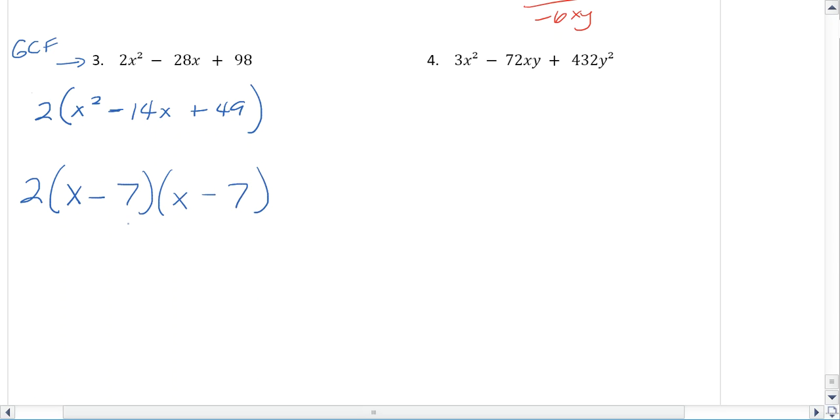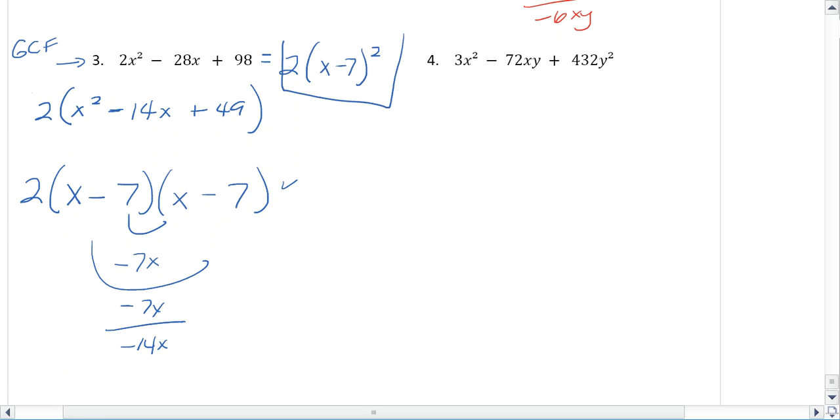Check your inner product is negative 7x, outer product is negative 7x. That does indeed add up to a negative 14x. So this checks out. Please keep the 2 as part of your answer. And if you want to combine your binomials, you could write this as 2 times x minus 7 quantity squared. And that'd be perfectly fine. Either one of these would be okay with me.